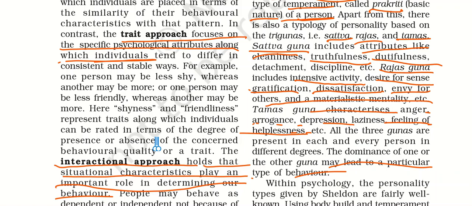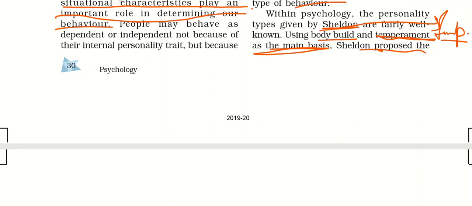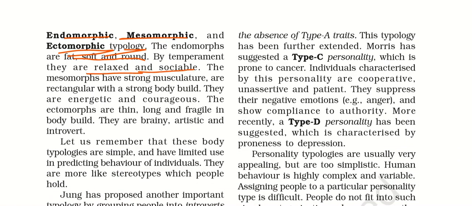Now we have Sheldon. Sheldon classified personality on the basis of body build and temperament as the main basis. So Sheldon is important. Sheldon proposed the endomorphic, mesomorphic, and ectomorphic typology. The endomorphs are fat, soft, and round. By temperament, they are relaxed and sociable.